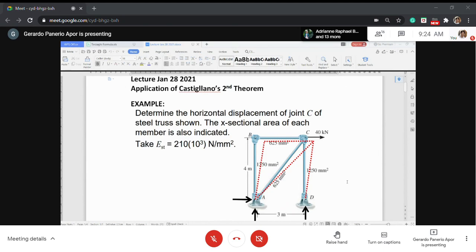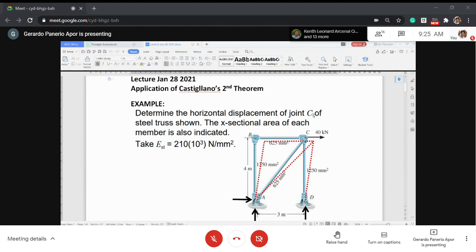So as a structural engineer, you have the ability to predict what will be the deflection of a structure like this truss if there is a load. Now here we have a 40 kilonewton load going to the right, so the structure will also lean to the right, but not totally collapse. So this is our assumption, maybe a best assumption of how the truss is deformed.